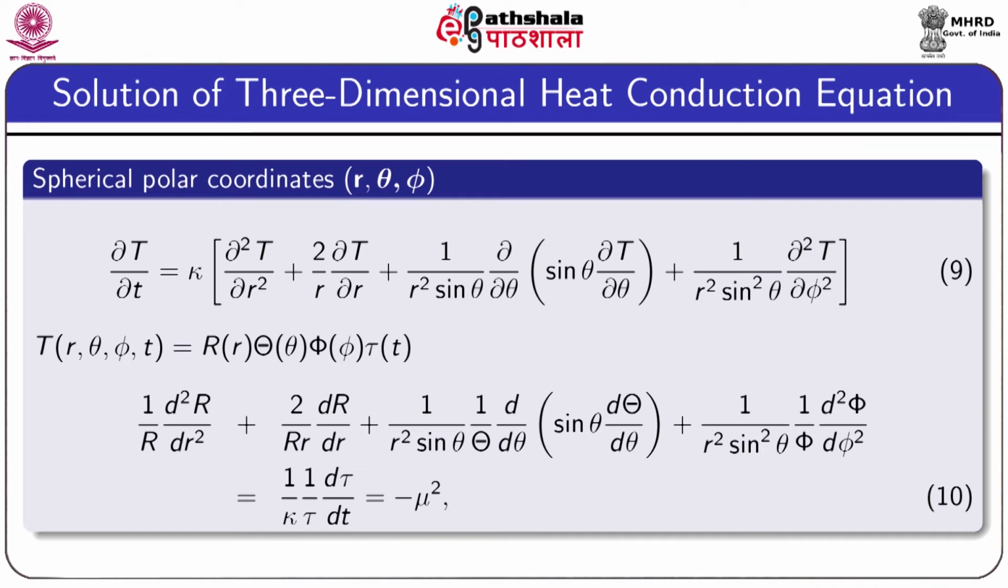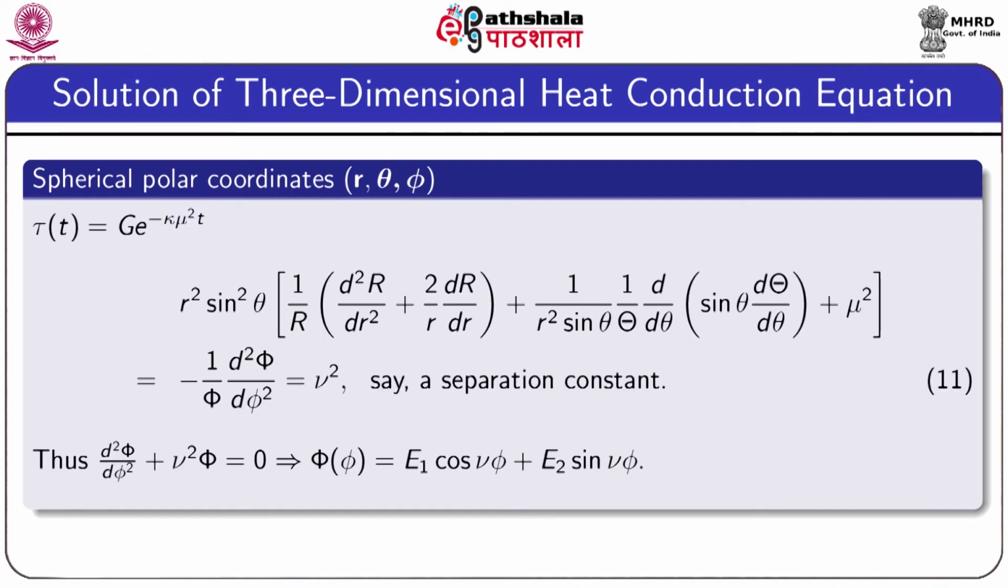As usual, we first separate the time variable part. So the function of tau is written on the right side. Again, to get a bounded solution, we take the separation constant as a negative number, minus mu square, where mu is a real number. If we equate these last two quantities, we obtain the expression for tau as tau equals e to the power minus kappa mu square t.